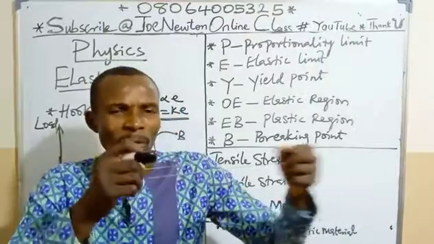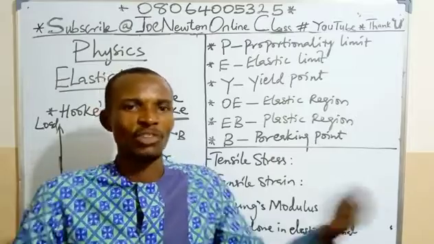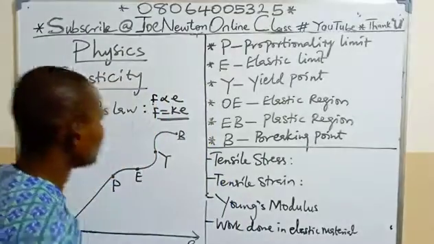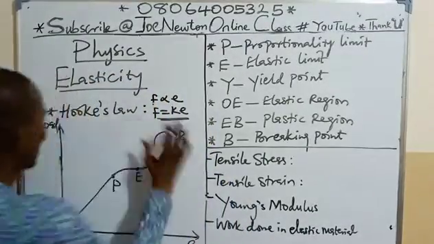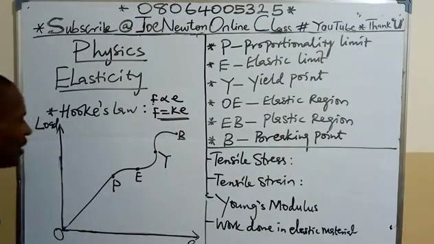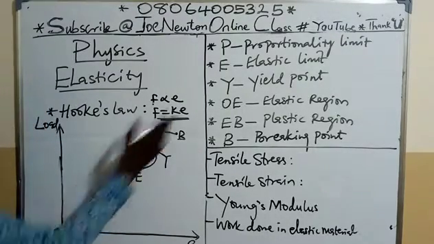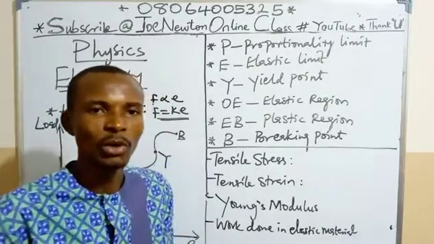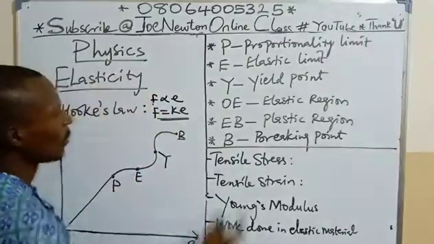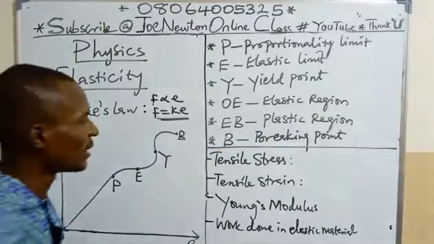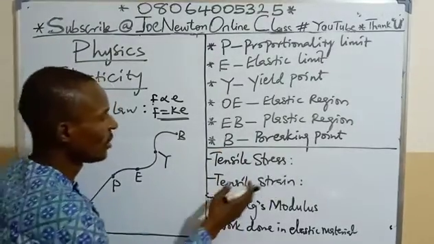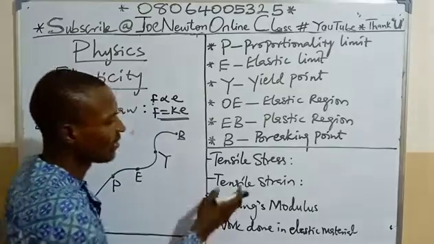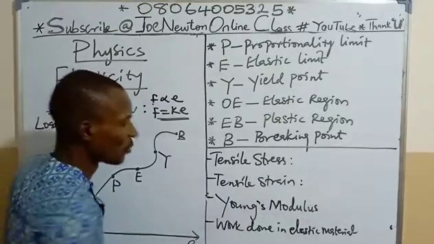If I begin to strain this rubber to some extent now, I apply more force, it will snap or break. That is it. So this is about this graph of Hooke's law. This describes the behavior of an elastic material when force or load is being applied on it. Then we now look at other similar terms we have here: tensile strain, tensile stress, tensile strain, Young's modulus.